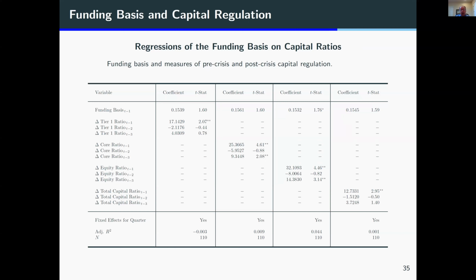And that's supported strongly by the data, surprisingly. Again, this is quarterly data, but we look at the change in the tier 1 regulatory ratio, what's known as the core ratio, the equity ratio, or the total capital ratio, the various ratios that have shown up in Basel III or the Dodd-Frank framework. And we're getting support from the data that the funding basis seems to go up when banks are increasing their capital ratios, which again we interpret as them being forced to do that. They're more constrained, and it impacts their costs. So again, the funding basis seems to be compatible with that hypothesis.